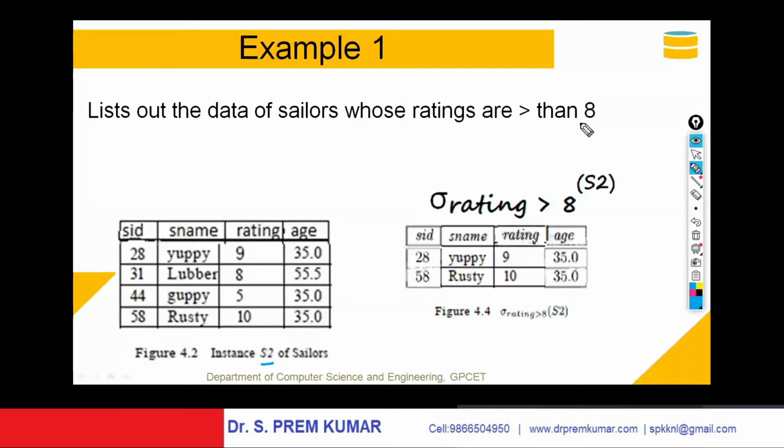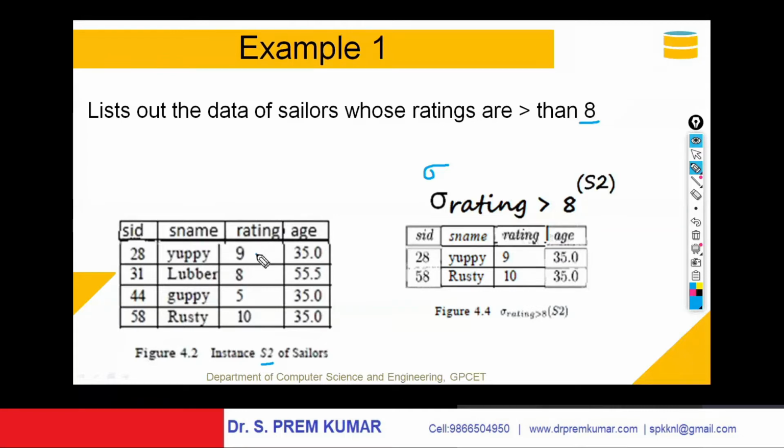Your question is to list out the sailors whose rating is greater than 8. So I am using the selection operation. I am using sigma, which is the selection operation, from the relation S2. On it, I should use the condition for horizontal fragmentation: rating greater than 8.